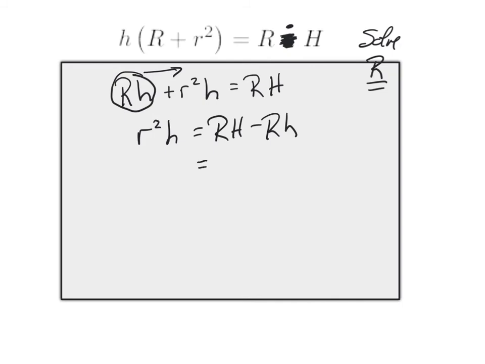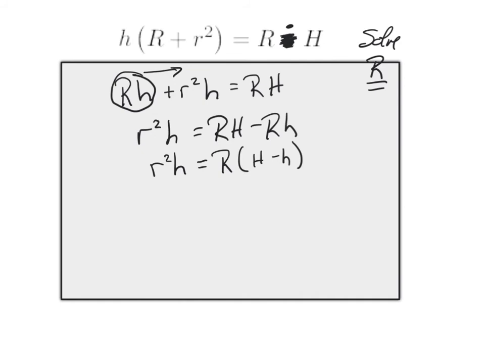Factor is undistributing or unfoiling. If foiling and distributing is a multiplication, then unfoiling or undistributing is division. So I'm going to divide out a capital R, and that's going to leave me with a capital H and a little h. Now look how many capital R's I have. Just 1.